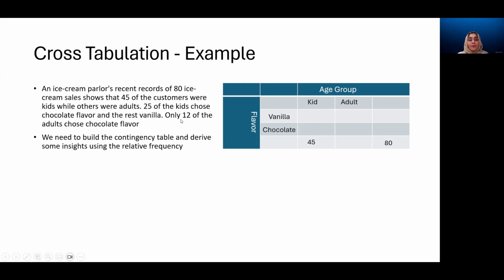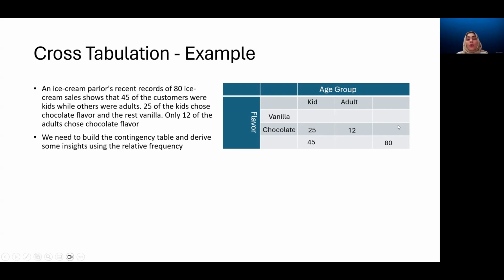Then we also know that 25 of those kids chose chocolate. So 25 comes here, where the person is a kid and he or she chose chocolate. Then we have the other value, which is 12. What has been given in the question is 12 of the adults chose chocolate flavor. And these are all the values that we knew from the question that we have put in the table. So 12 comes here, where the age group is adult and the flavor that they chose was chocolate.